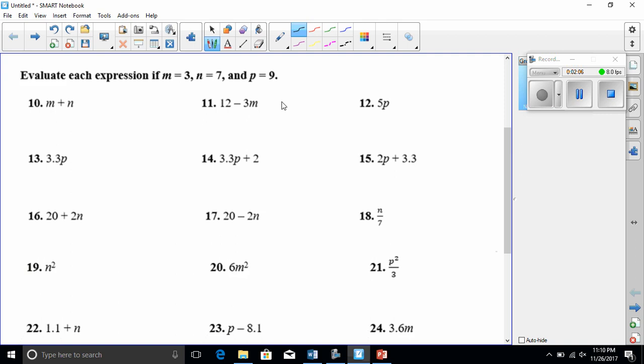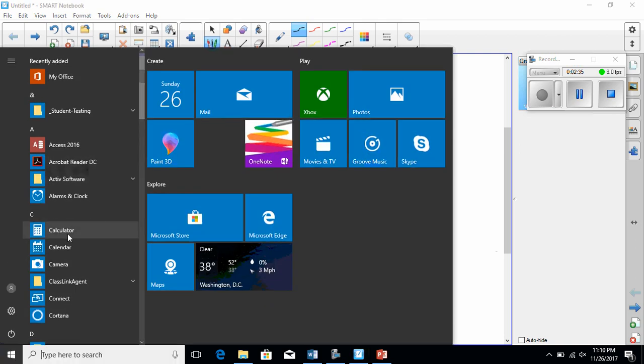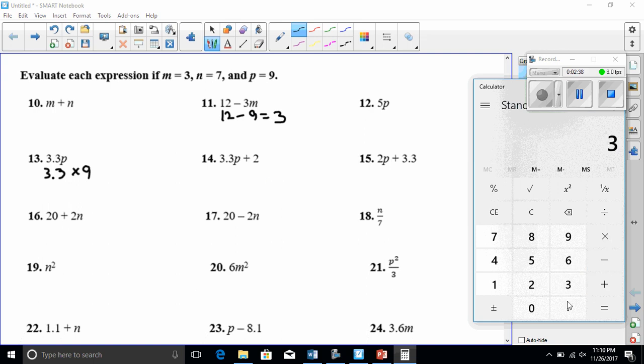11 says 12 minus 3m. Well, if m is 3, well, that's 3 times 3, and that's really going to be 12 minus 9. And 12 minus 9 equals 3. Next, we have 3.3p. Well, if p is 9, that's 3.3 times 9. And I'm going to save myself some trouble, get my trusty calculator up. That's 3.3 times 9. That's going to equal 29.7.